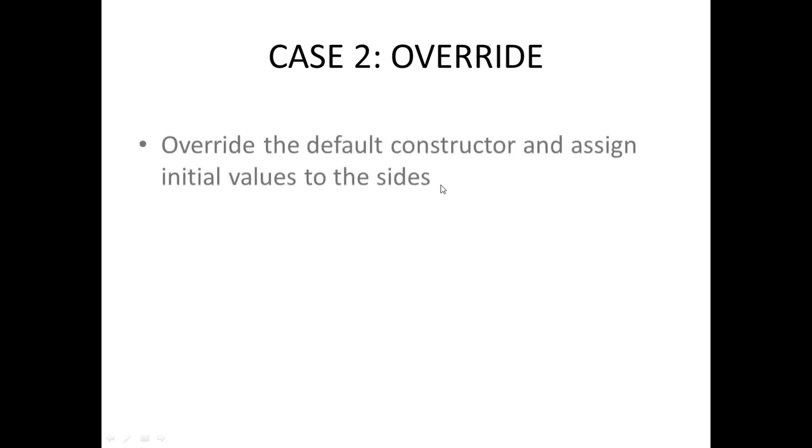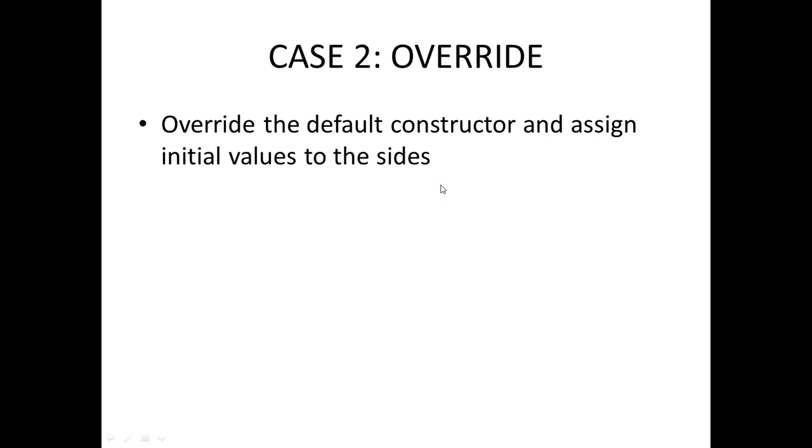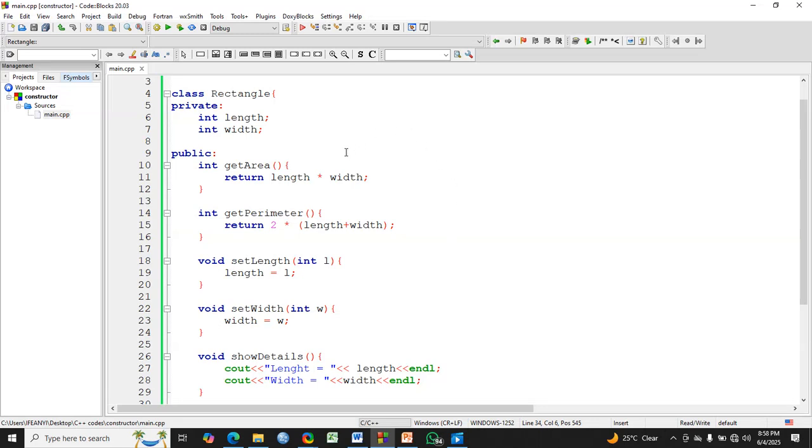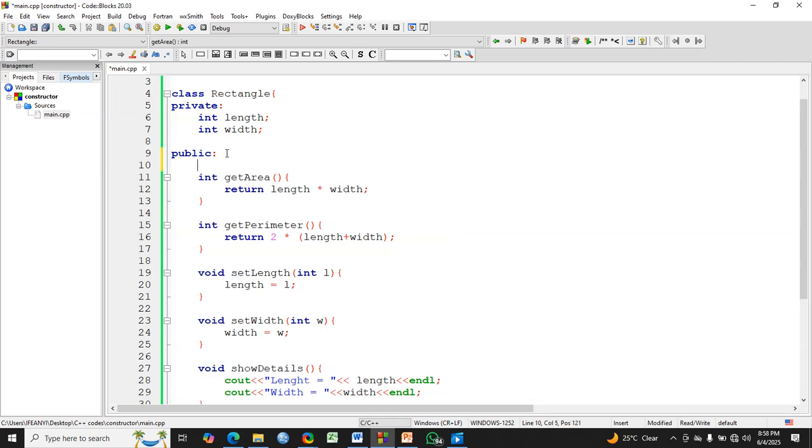So case 2. In case 2 we are going to override the default constructor. We're going to override the default constructor by writing code so that we'll have a little control over our initial values. So we can have a little control over the initial values of the member properties. So in this case, we are going to be having a constructor.